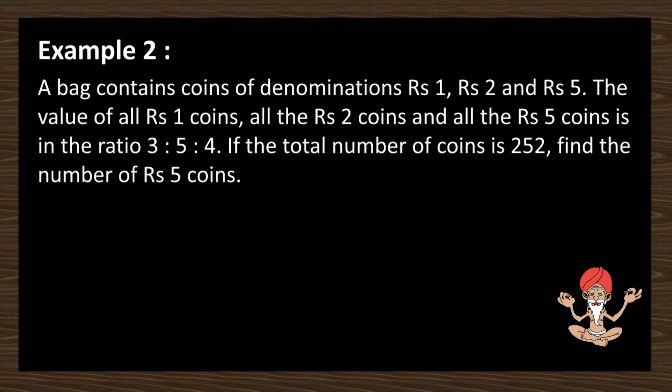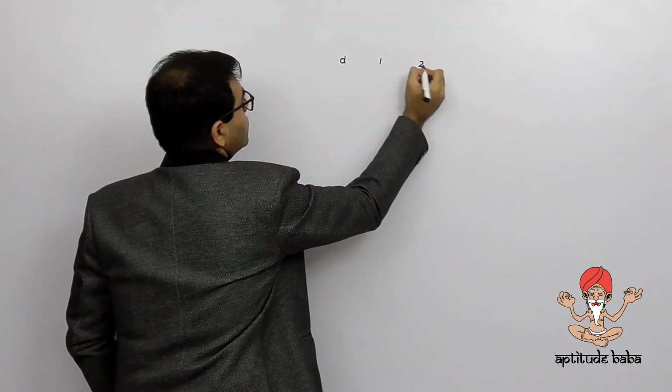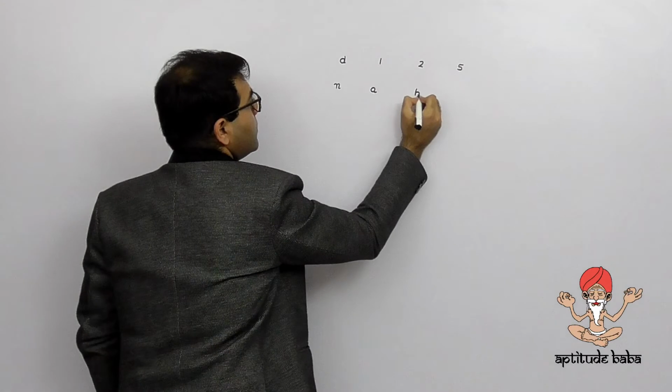A bag contains coins of denomination 1 rupee, 2 rupee and 5 rupee. The value of all 1 rupee coins, all 2 rupee coins and all 5 rupee coins is in the ratio 3:5:4. If the total number of coins is 252, find the number of 5 rupee coins. In this question I have 1 rupee coin, 2 rupee coin and 5 rupee coins. Besides that, the ratio given to me is the ratio of total value. So if I have to put things in a table, at the top I will write 1 rupee, 2 rupee and 5 rupee in denominations. The number of coins is not given, so I marked the number of coins as A, B and C.